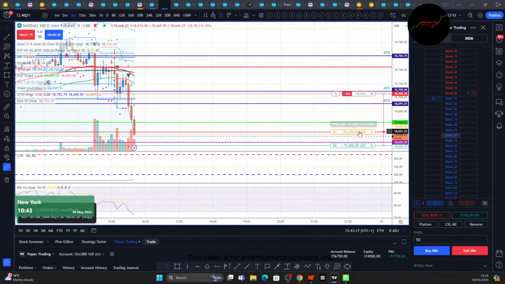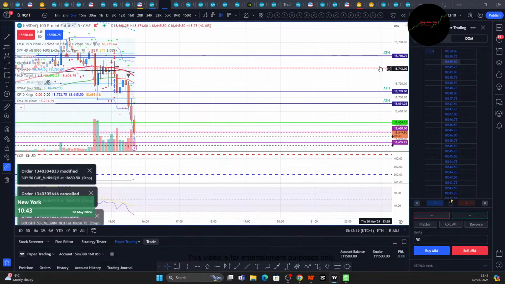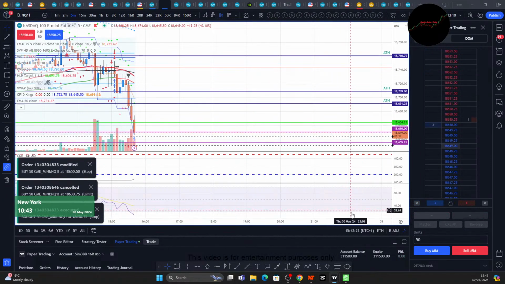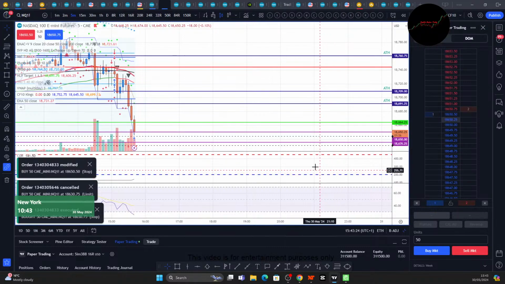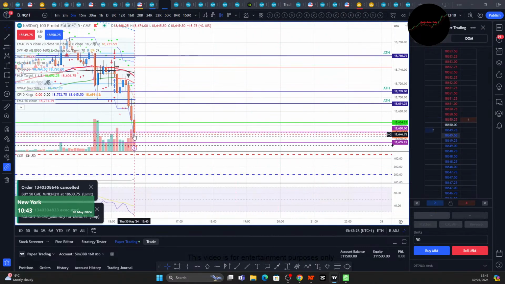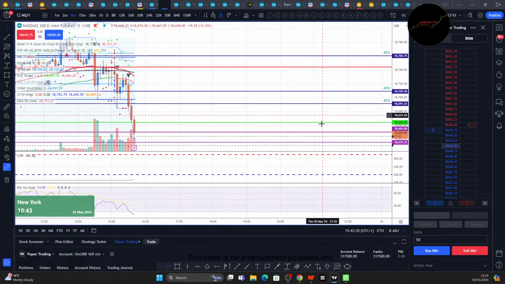You know what? Locking it in at 50. And the price just came back and took me out. So we didn't get down to 44. Came pretty close, but trailed down to 50 and locked in that trade.